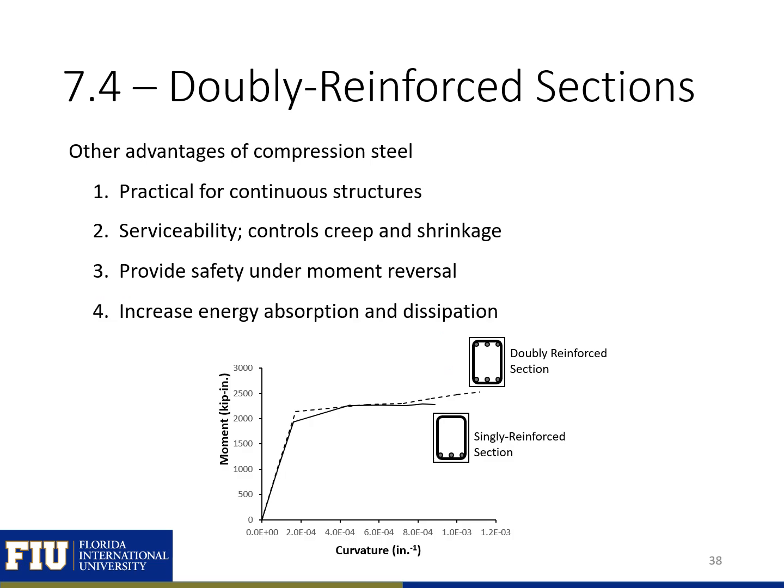Adding compression steel, as we've been mentioning, improves our ductility in our section, but it also will increase the energy absorption and dissipation within our section. So here is a simplified moment curvature diagram for a singly reinforced and a doubly reinforced section. You can see that the doubly reinforced section has a higher ultimate curvature, so we have more area under that diagram, which means an increased energy absorption and energy dissipation.